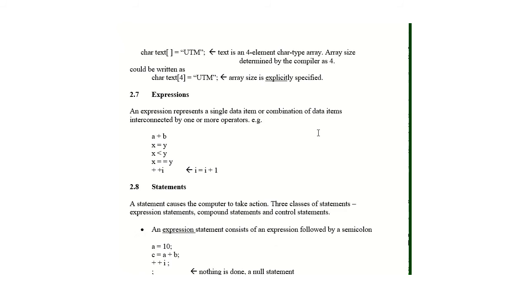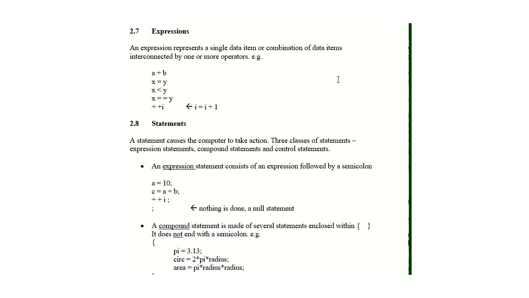Here we have text, a character array without a size, but it has a string constant UTM, so the compiler knows that there will be 3 plus 1, so there's going to be 4 elements of text. Size of text is going to be 4. Why 4? Because at the end of string constants we must have the \0 end of string marker. We could have also written explicitly char text with 4 elements, UTM, and an extra \0.